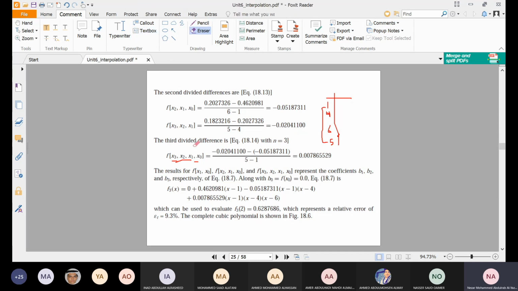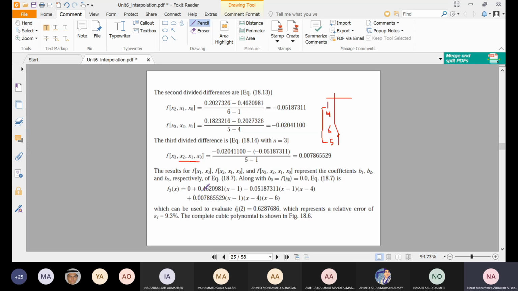minus this point, x2, x1, x0, which is given here. So that computes the third divided difference. After we compute this one, I just substitute, and the table will be easier for you.